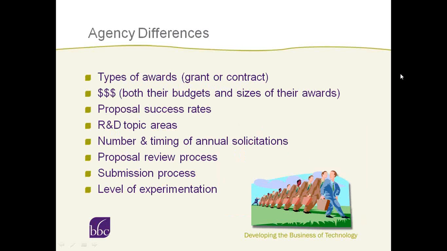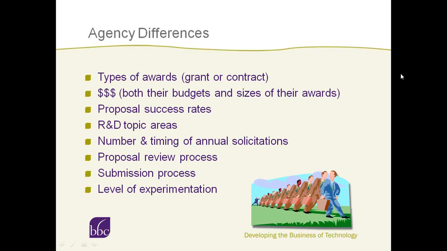Now, you've seen some of the differences on that one page with the budgets between the agencies. There's a lot of other things that vary between agencies. So in a way, this is 11 different programs because in addition to the budgets, the size of their awards, their success rates, the topic areas, the number of solicitations, as Rob mentioned, how they review proposals, how they evaluate them, how you actually submit your application.